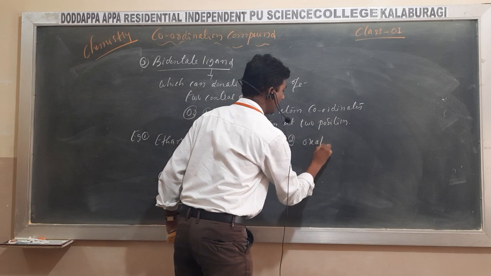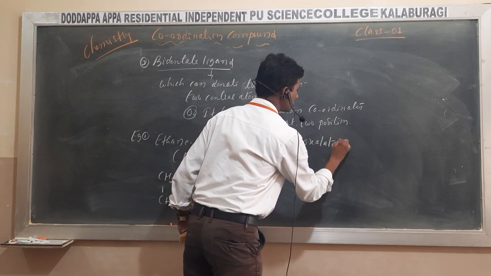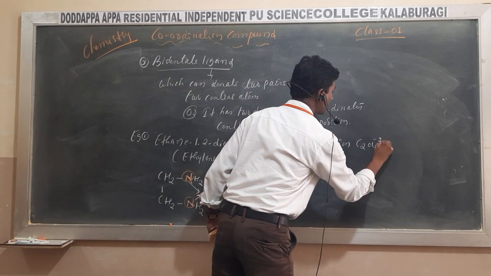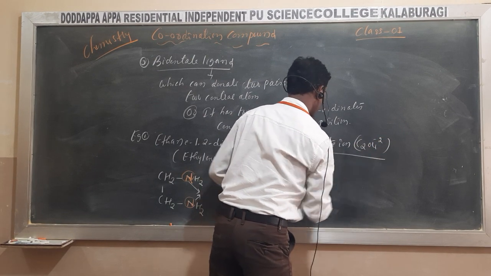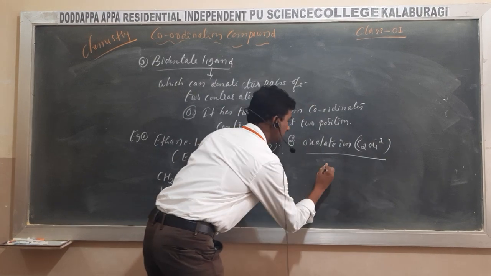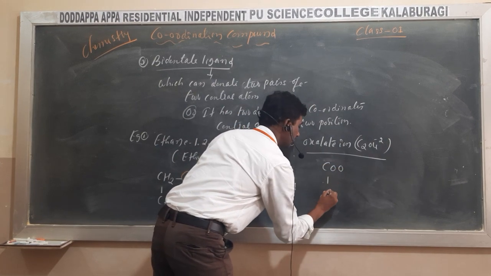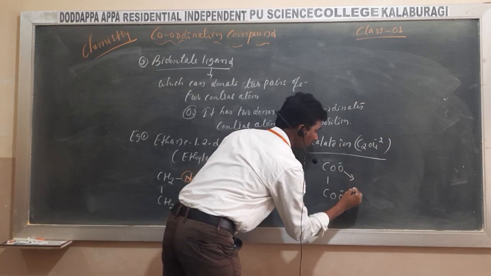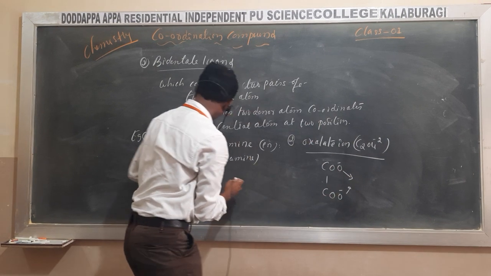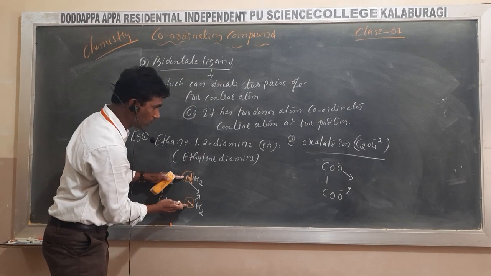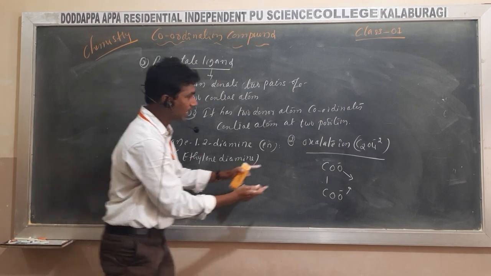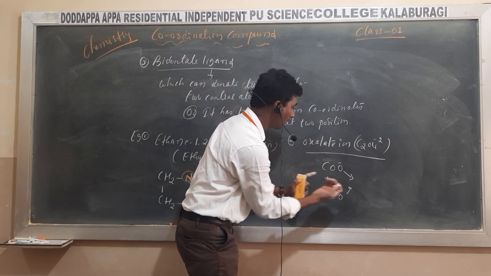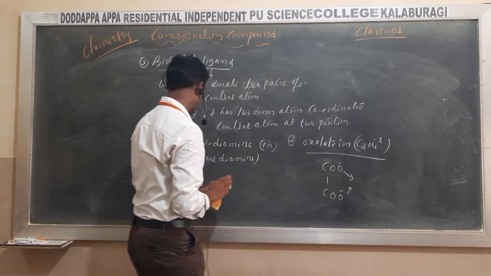is oxalate. Next is the oxalate ion. What is the formula? C2O4 minus 2. What is the structure? The structure is CO, and next is CO, with a minus charge. So this is one donor, and this is one donor. In case of ethylene diamine, two nitrogen donors, so it is bidentate. In case of oxalate ion, two oxygen donors, so hence it is called a bidentate ligand. This is the second example.